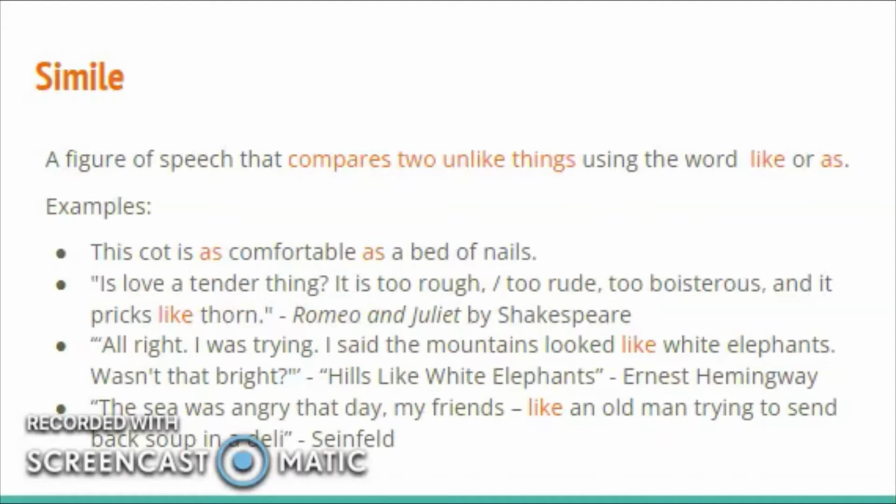So some examples are, this cot is as comfortable as a bed of nails. By comparing the cot to a bed of nails, it's letting the reader know that it is actually very uncomfortable.